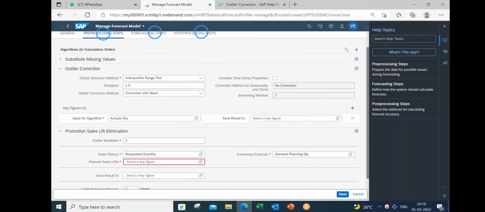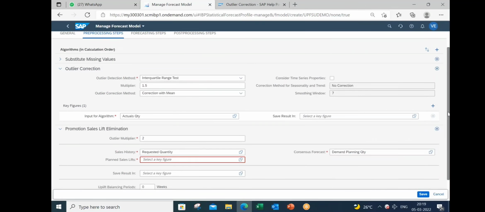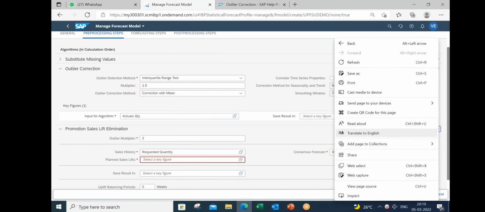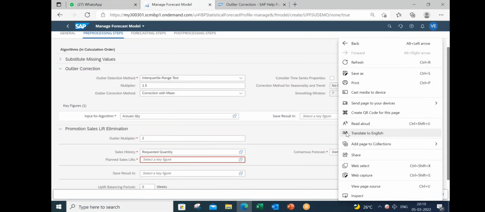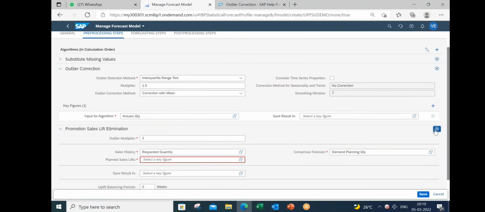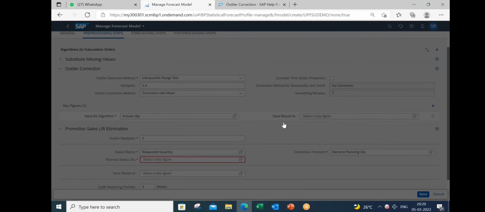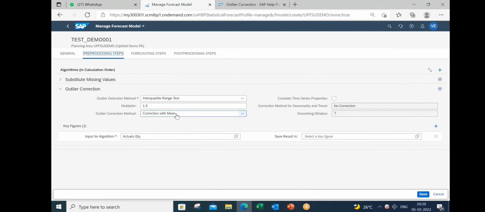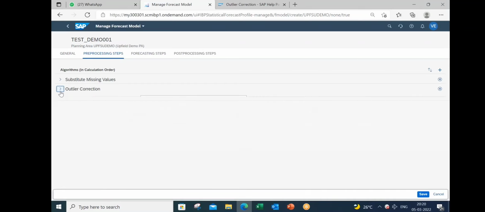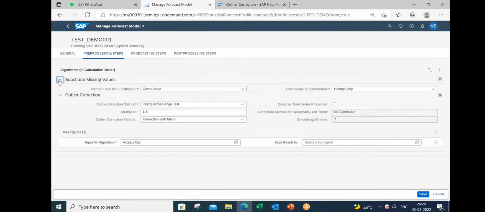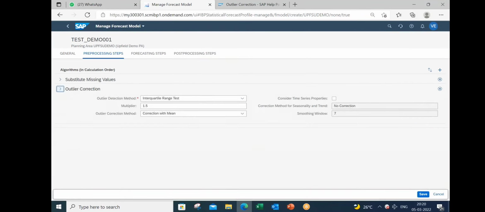So again, we can select one algorithm, or two algorithms, or three, or you need not select anything here, and you can just skip this one as well. Okay. So, you understood these pre-processing steps? Yeah, I have some idea now.